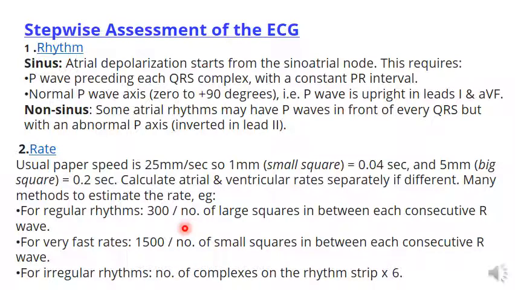For a very fast rate, you may use 1500 divided by the number of small squares in between each consecutive R wave. For irregular rhythm, the number of complexes on the rhythm strip multiplied by 6. For irregular rhythm, you calculate the heart rate this way.